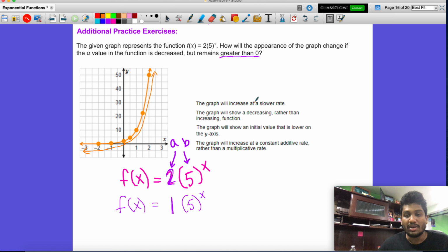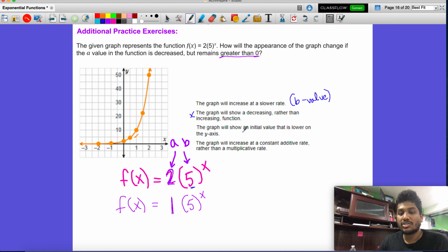Okay, so would the graph increase at a slower rate? Well, what tells you what's increasing at a slow rate? This is solely dependent on our b value. That's the 5. Okay, the graph will show a decreasing rather than increasing. It will have absolutely no effect on how the graph is going to look. So this is definitely not true.